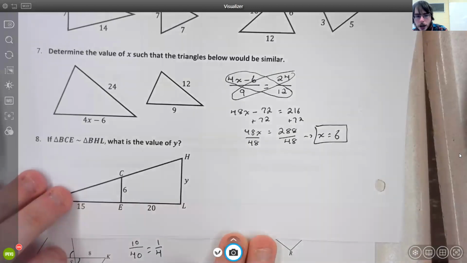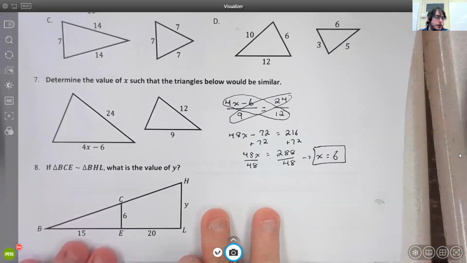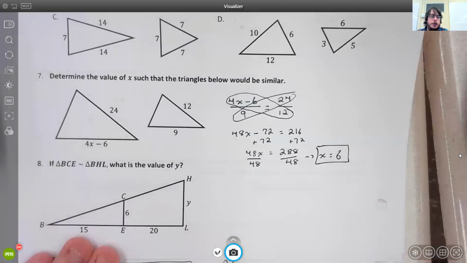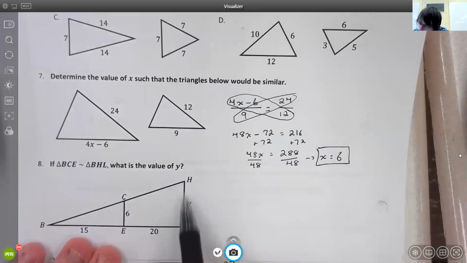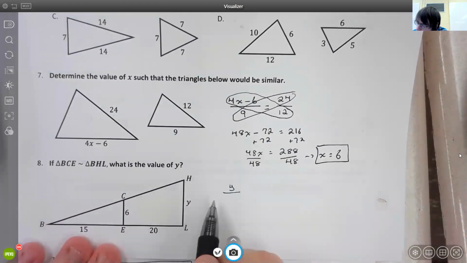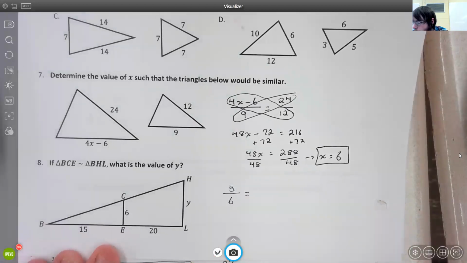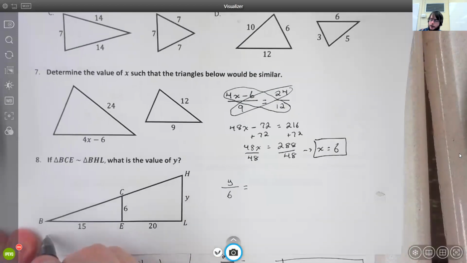All right, now we're going to look at number 8. If triangle BCE is similar to triangle BHL, what is the value of y? So same deal as number 7. We're going to set up a ratio. So y is from our first large one, so y over, and it corresponds to 6. And we're going to set that equal to, now y is from the big triangle, so the only side that has anything on here is this one. Now the big triangle is this entire thing.